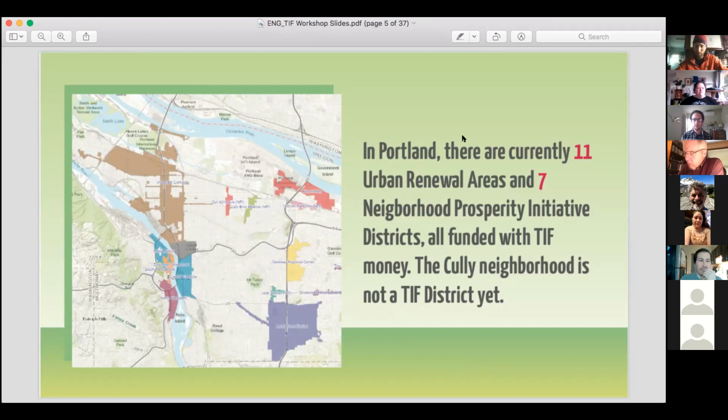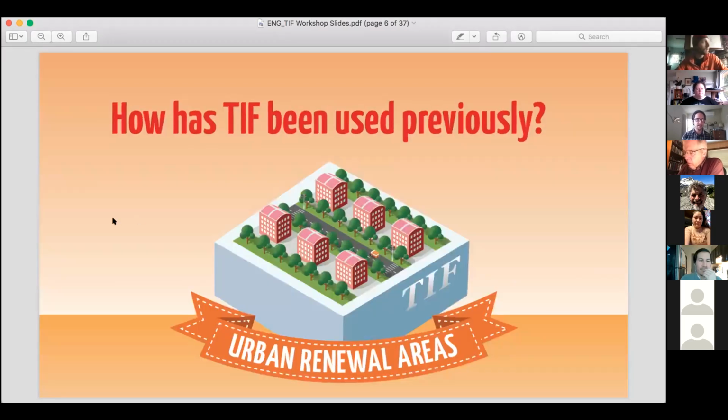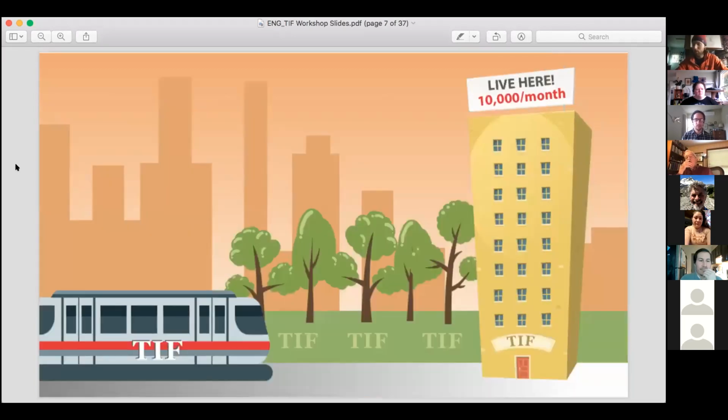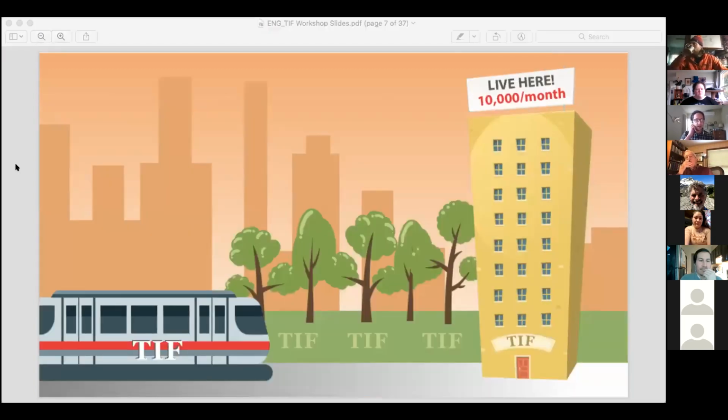Any other questions? All right, we will move on to the next section here, which is about how tax increment financing has been used previously. So we saw on the map where some of the existing urban renewal areas are.